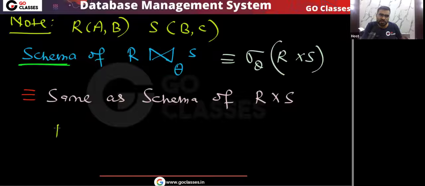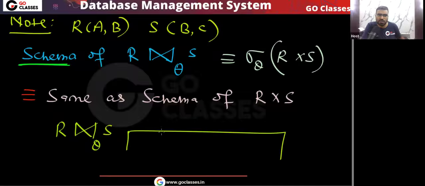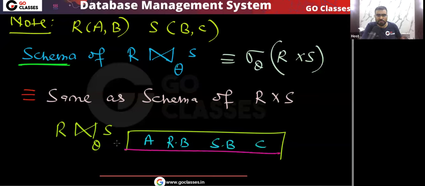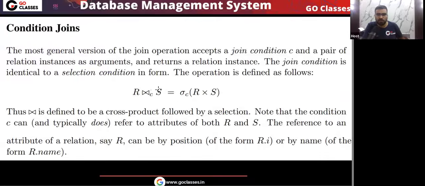So finally the schema of this query will be like this. There will be A, and you can see B is common. Yes or no? So you can write it as R dot B, S dot B, C. This will be the schema. Is this clear? Please tell me. Because B is the common name, you can write R dot B, S dot B. Now let's move on. So we have seen what this conditional join is, or you can call it theta join.